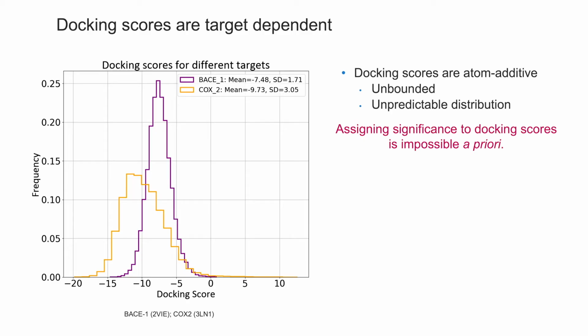So as you probably already realized, docking scores by their nature are unbounded. They're a sum of atom by atom contributions, so they don't have a defined lower or upper limit, and the nature of the distribution depends on the protein target. So it's very difficult to assign significance. Is this a really interesting score for a molecule? Without doing experiments of this kind, it's hard to know what that is a priori.